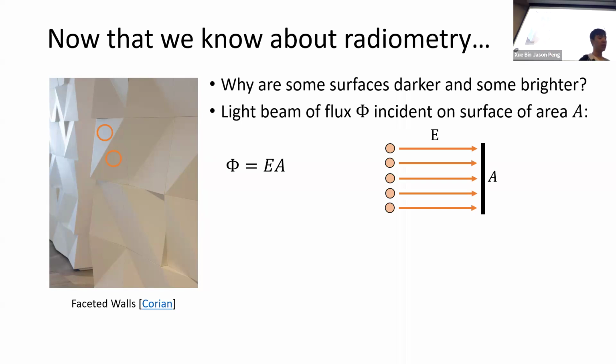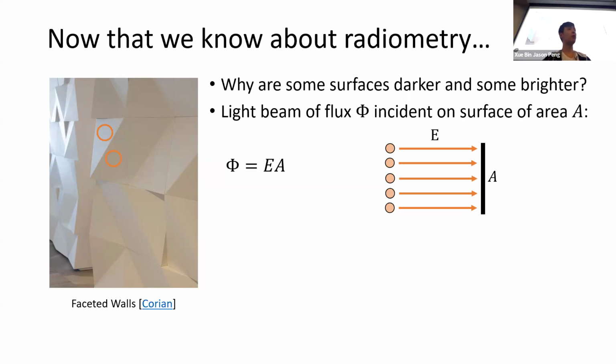So the brightness of a surface can be roughly determined by the amount of radiant flux that arrives on the surface. Here phi represents the radiant flux, which is the amount of energy that arrives over the surface area of a particular surface over some unit of time. And the total amount of radiant flux that arrives on the surface of an object is given by the irradiance E, so how much light is being emitted per unit of time and per unit area, multiplied by the area of that surface.